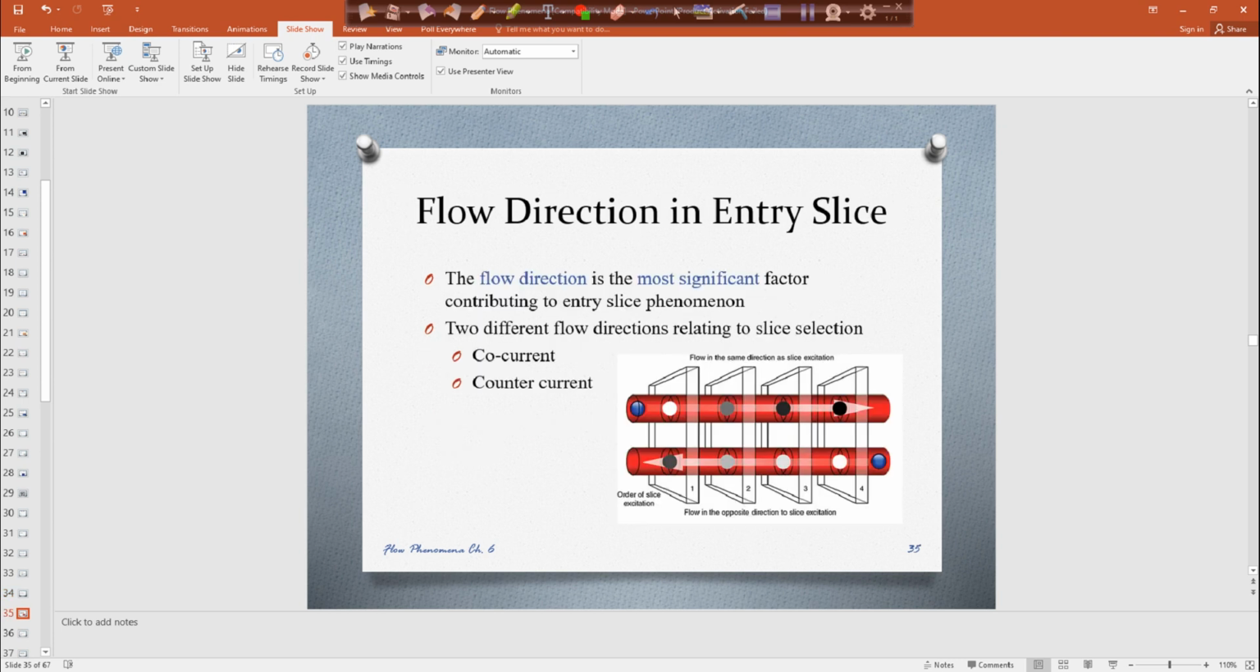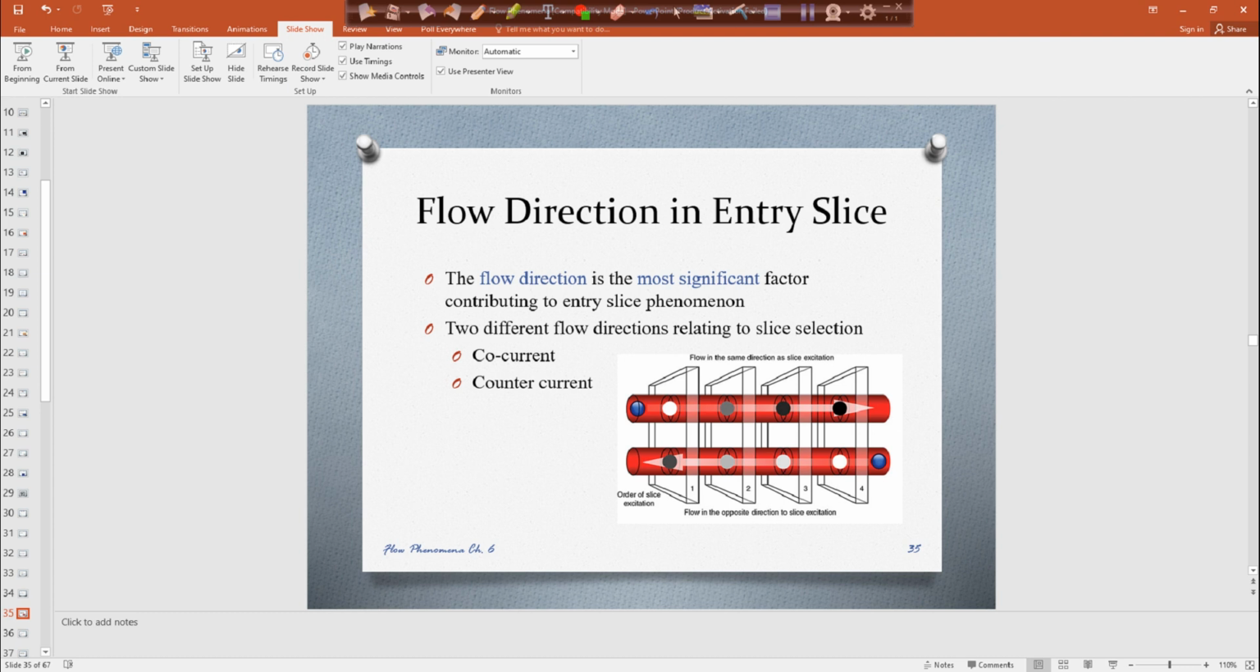And the most important one is flow direction. They asked on the registry which factor is the most important in entry slice phenomena. It's direction, flow direction. And there are two different ways that you can orient your slices. Co-current, meaning with blood flow. So imagine if you have arterial blood flow in the abdomen. Let's think about this for a second. If you're co-current, is your first slice up top or is it down below?